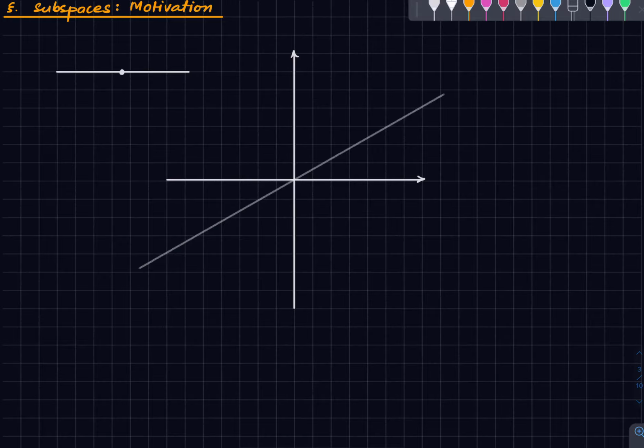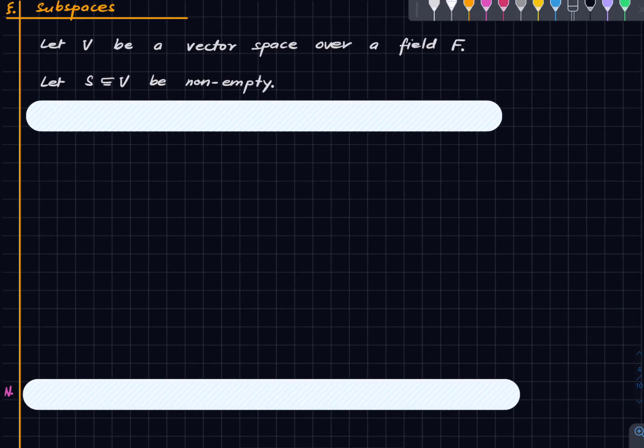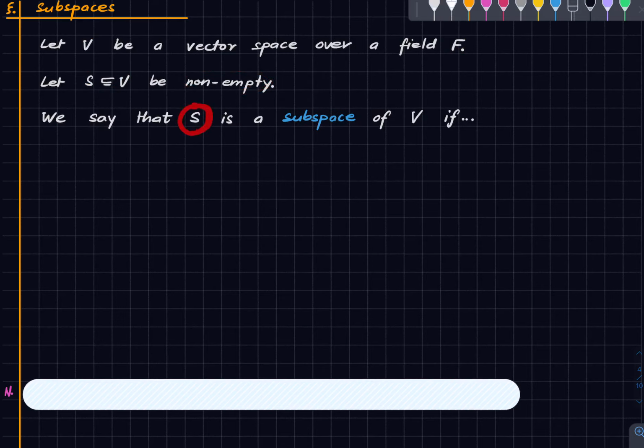So here is how we can make that precise. Fix a vector space V over some field F, and a subset S of the vector space which is non-empty. Then we say that the subset is a subspace of V if two things happen. One, closure under addition, which means that whenever we pick two things in S, their sum is also in S. So this sum is legitimate.